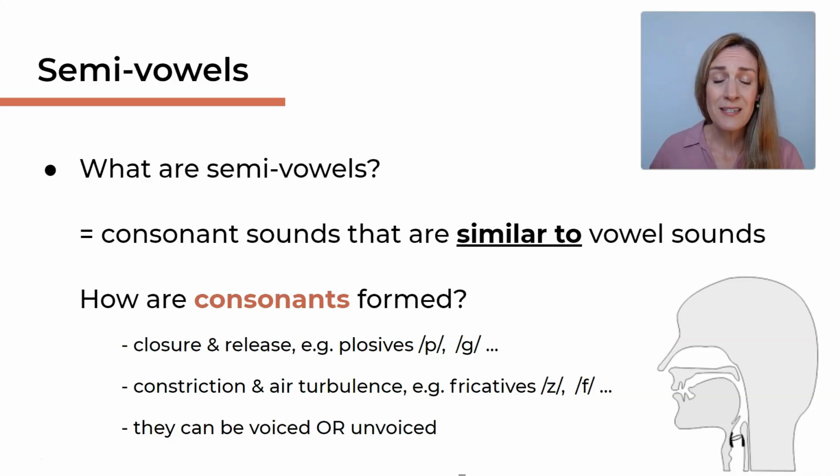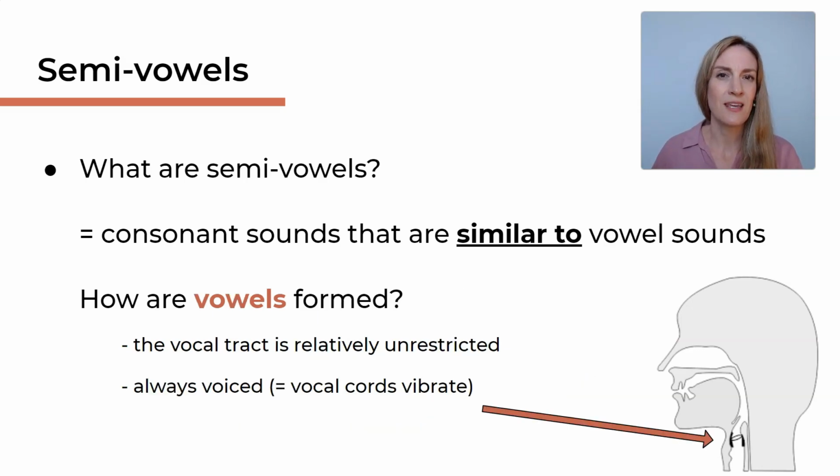And consonants can be voiced as well as unvoiced. And remember, voiced means that we use our vocal cords. You can see them in the diagram down below. These little black things here that are here in our throat, and when we use them, that produces a voiced sound. So this is really how consonants are formed. Now, what about those semi-vowels, y and w? Are they formed in the same way?